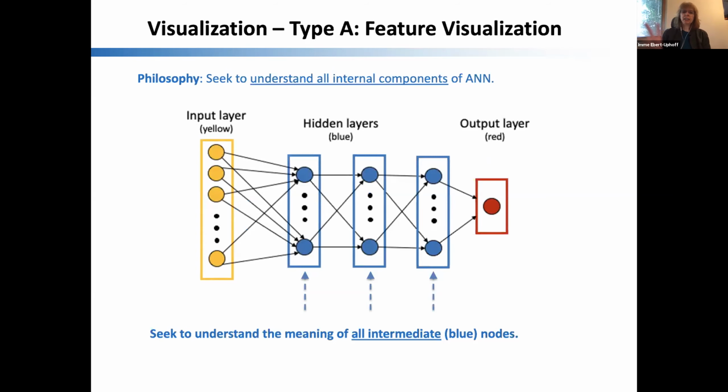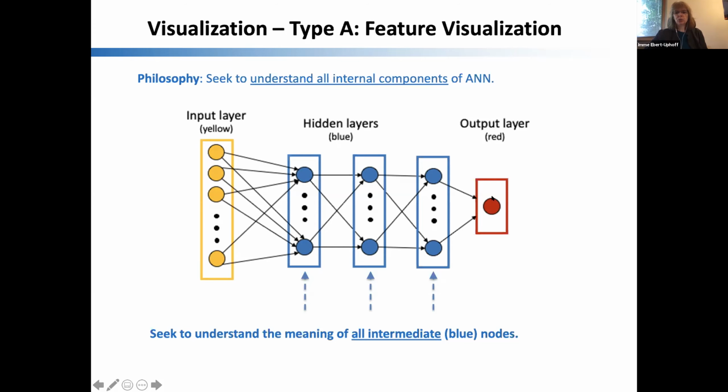So I distinguish 2 different visualization tools, and we're just talking about visualization tools right now for neural networks. So shown here is just one simple, plain, vanilla neural network, fully connected, but it could also be a convolutional neural network. So type A tries to understand all, or at least some of the internal components of your neural network. So if you look at your neural network, on the left side, you have your input layer, all the yellow nodes, and you know exactly what each of those neurons corresponds to, because that's your input that you're giving, and you know exactly what you're giving it.